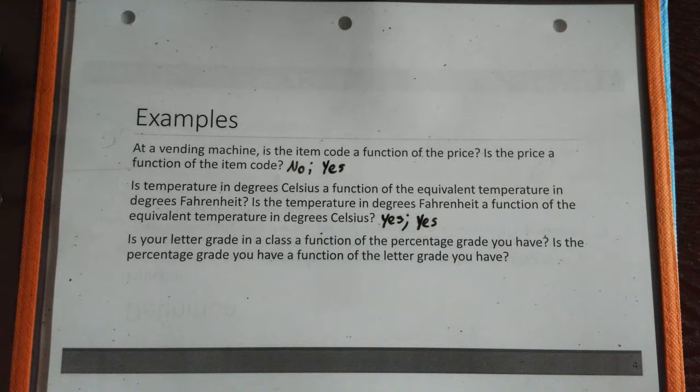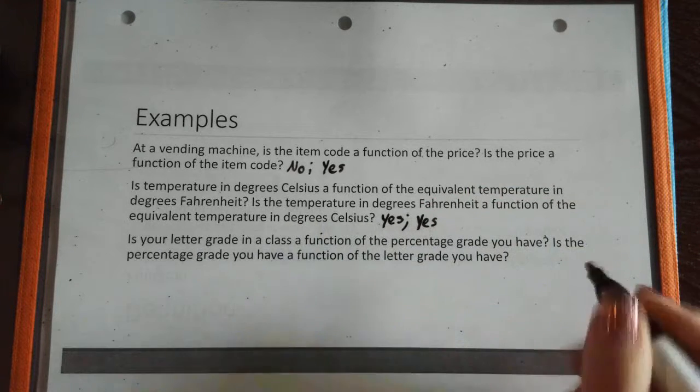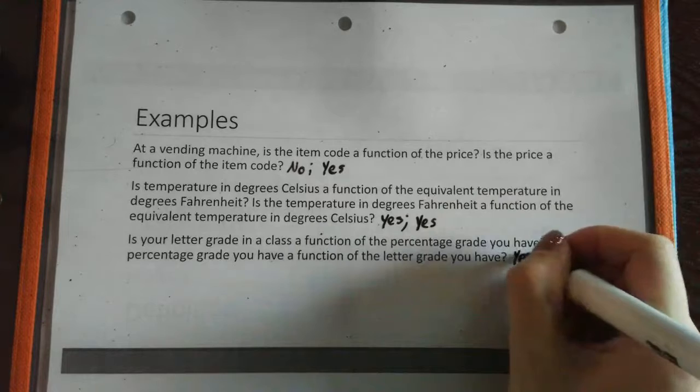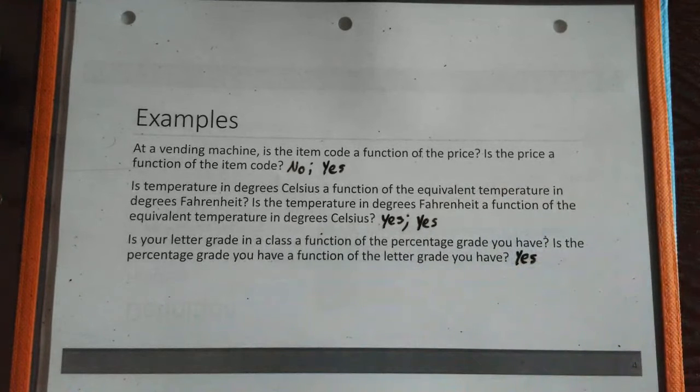Let's move on to something that might feel a little bit more applicable. Is your letter grade in a class a function of the percentage grade you have? So if you know what percent you have in a class, do you know what letter grade you have? Usually, yeah. Because if you know you have, say, an 82 in a class, that's a B. If you know you have a 96, you have an A.